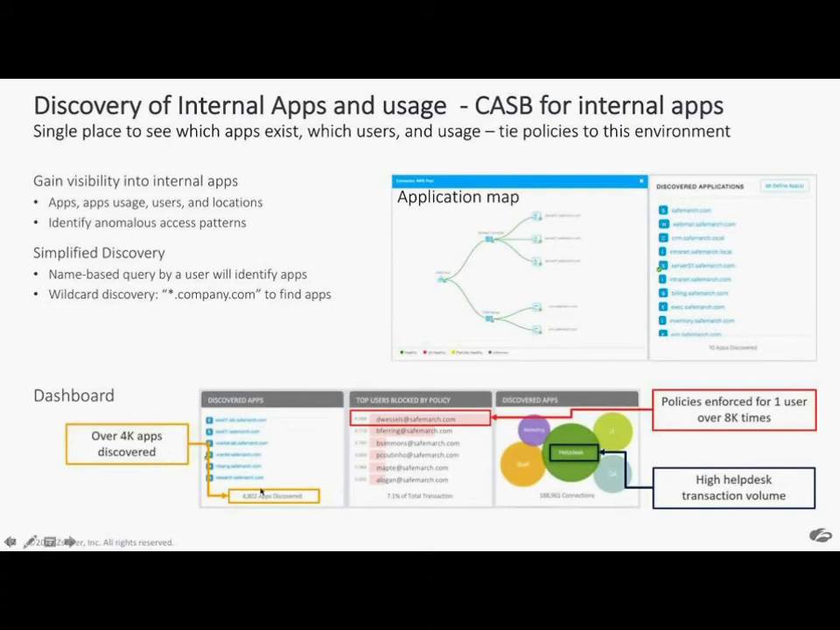In this case, we saw nearly 5,000 applications, over 4,000, but it's close to 5,000 applications. And we can see who the top users are, the number of transactions that they are making to those applications, and graphically represent that in a way that's easy to understand, so you can then write a policy around it.